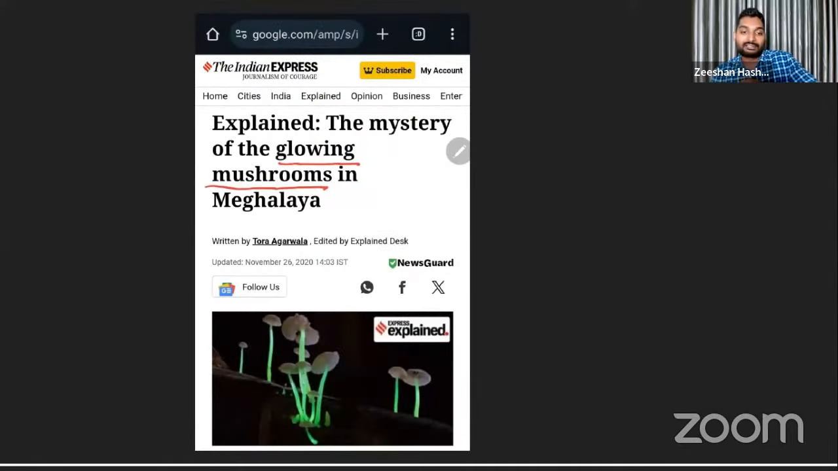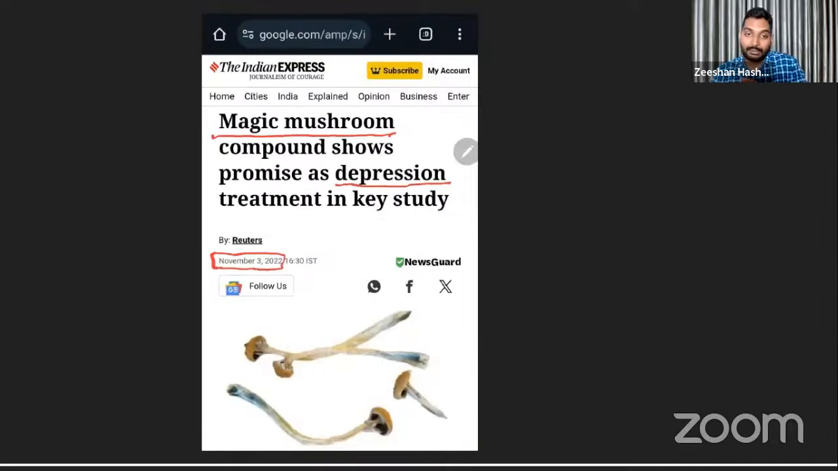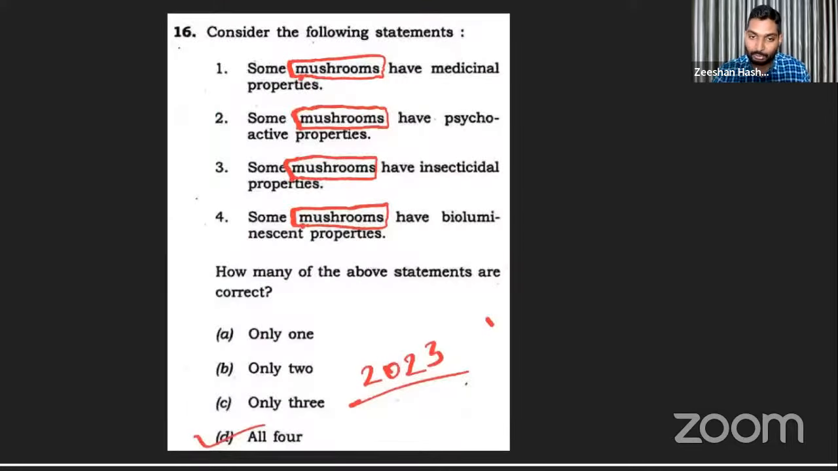So take example of this news piece. It was covered in Indian Express and many other news outlets. The mystery of the glowing mushrooms in Meghalaya. Now, this was well before the 2023 exam. So bioluminescence in mushrooms was already covered. Magic mushrooms. Magic mushroom compound shows promise as depression treatment in key study. Again, psychedelics, psychoactive properties of mushroom. Coming back to the question, psychoactive properties, bioluminescent properties, the other properties, medicinal properties and insecticidal properties, these are relatively well known. So we won't go into details of those.